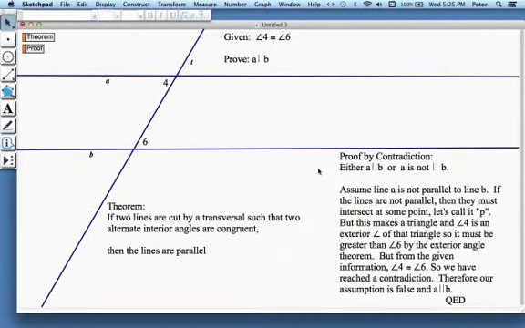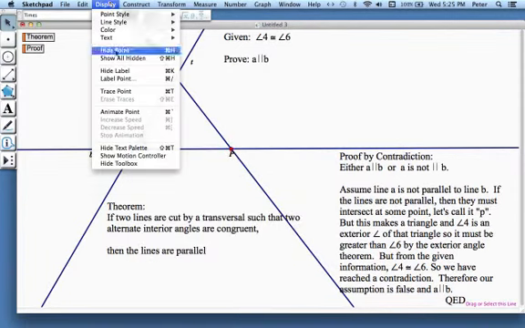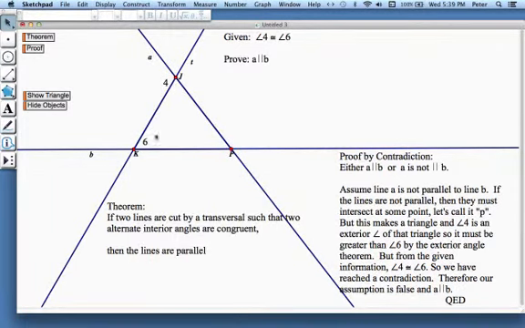All right, proof by contradiction states this. Either A is parallel to B or A is not parallel to B. Since we're trying to prove that it is, we'll assume that line A is not parallel to B. If that's the case, then the lines would look something like this. And they would intersect at point P.